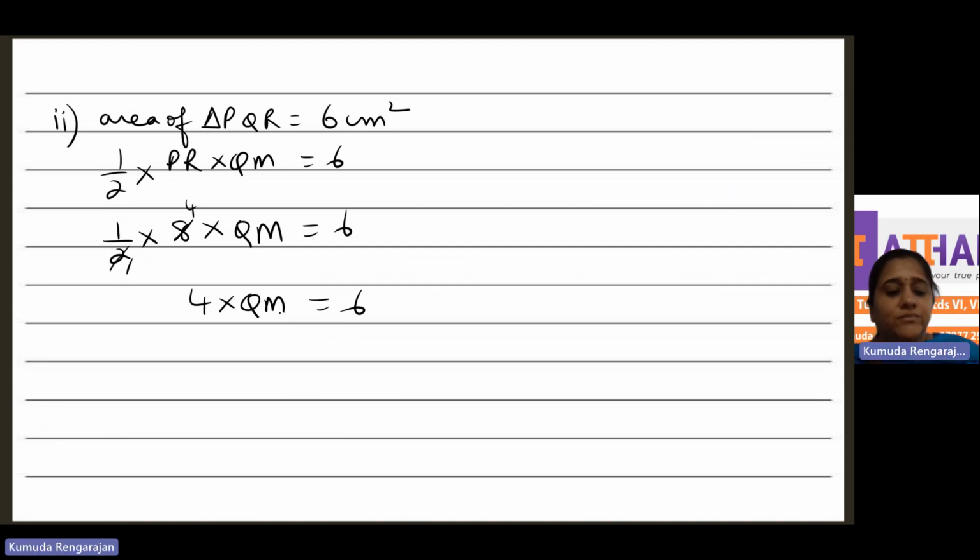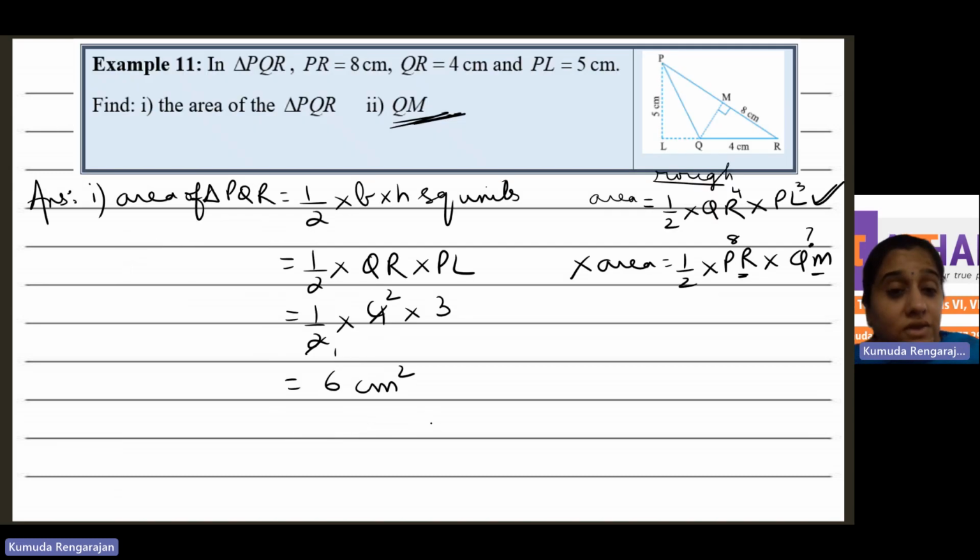So QM is equal to 6 by 4. So QM is equal to 3 by 2, that is 1.5 centimeters. So we found the area of the triangle and QM. Understood? Right.